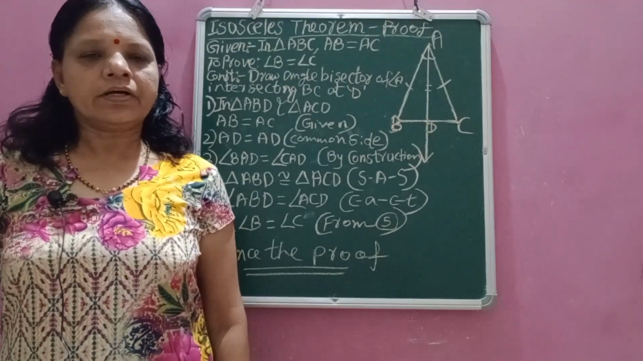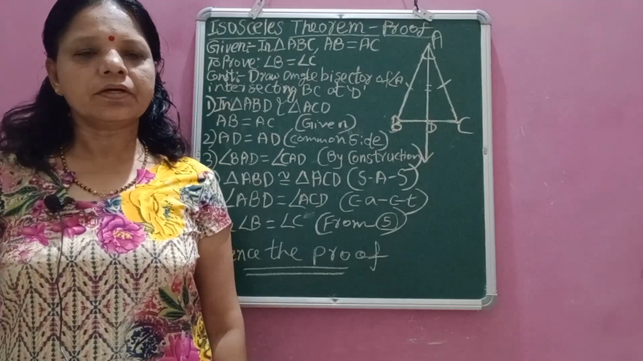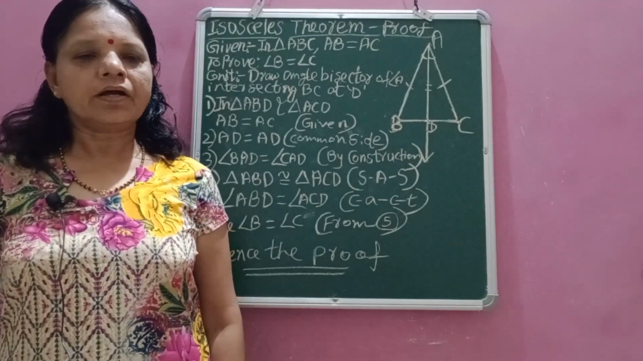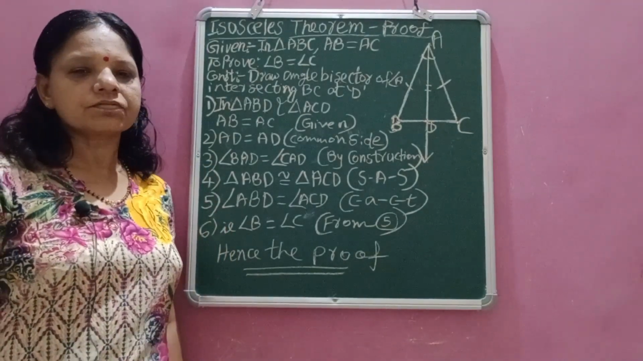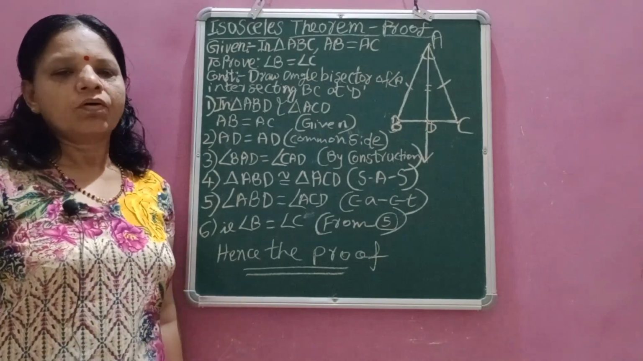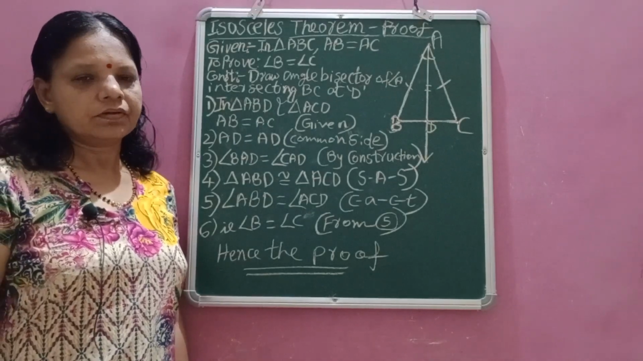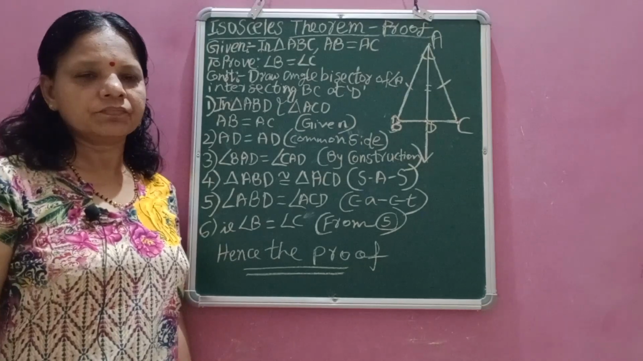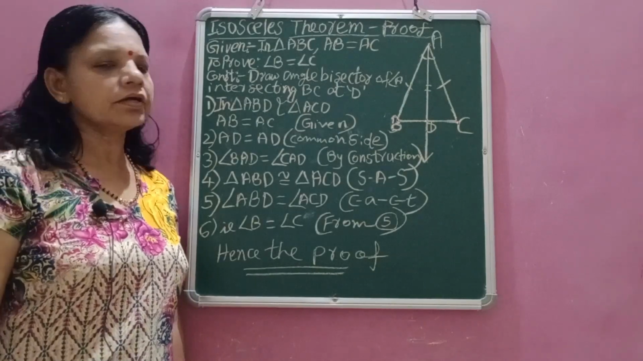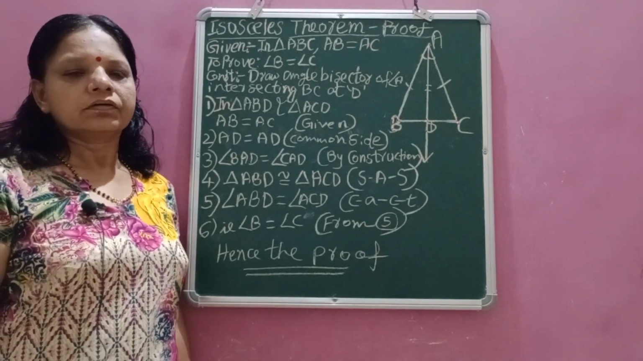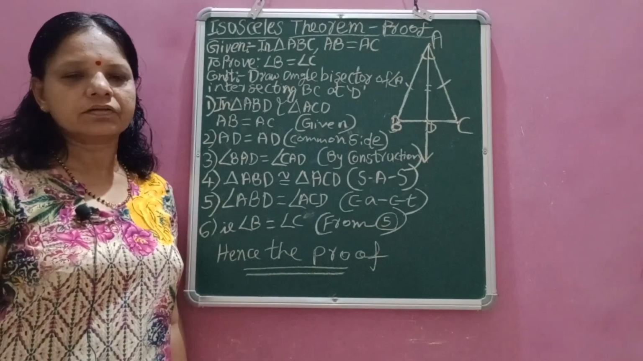Here, today, I would like to explain another important theorem in geometry and its proof. What is it? It is nothing but the isosceles triangle theorem, or the proof of the isosceles triangle theorem. What is the isosceles theorem that you have learned? It is related to the sides and angles of isosceles triangles.